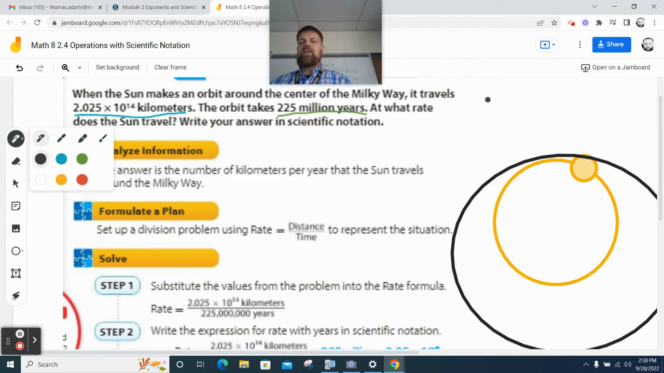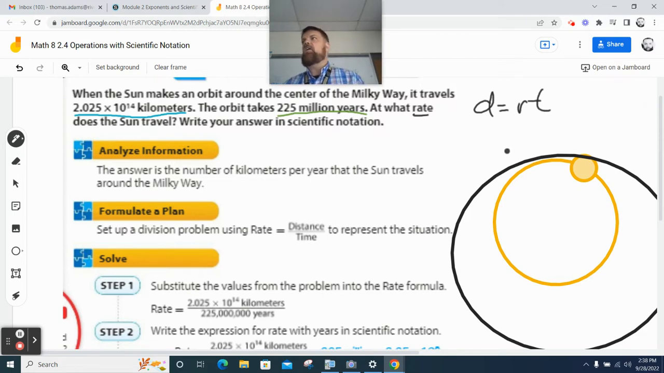So remember that distance is equal to rate times time. When they say what is the rate, algebraically we want to get r by itself. RT means r times t. So we divide both sides by t. The t's will cancel and I'll get the rate is equal to the distance divided by the time.